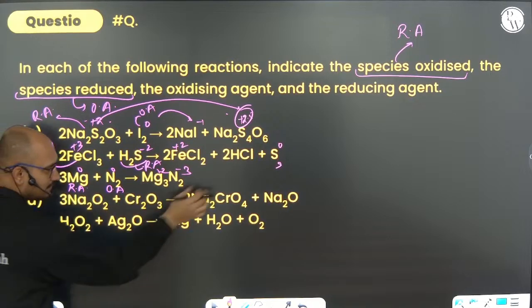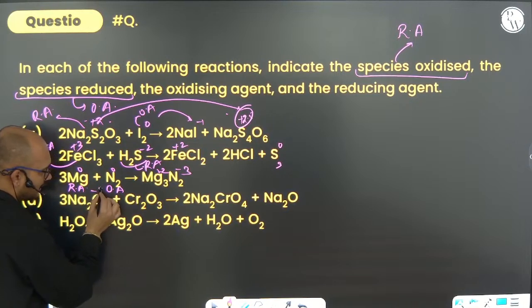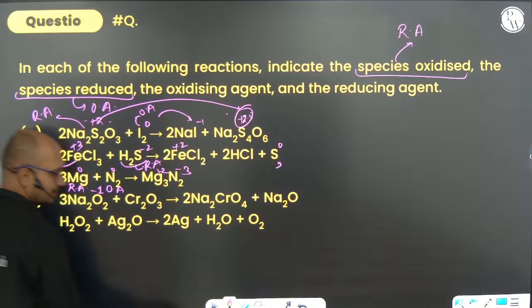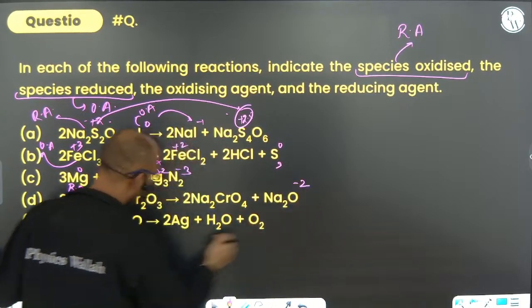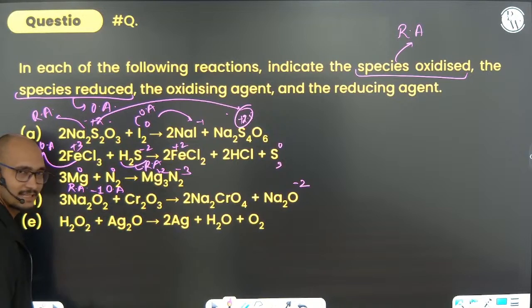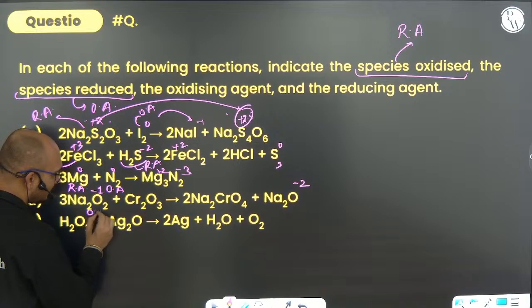Na2O2 plus this. Here, what about this? Can you see that sodium does not change? What about oxygen? Oxygen here is -1, and going to Na2O, that is -2. From -1 to -2, what is the change? It is getting reduced. So therefore it is acting as the oxidizing agent.